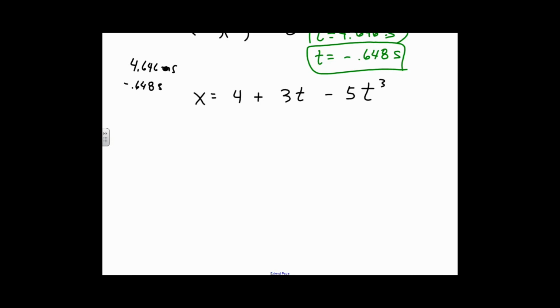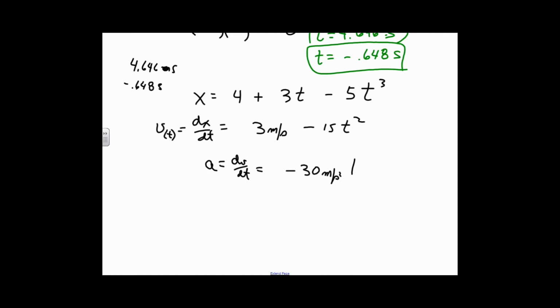Things are changing, and you might find when you take the derivative, let's try that, dx/dt, which is the velocity at any given moment, would be 3 meters per second minus, and then remember how to take the derivative of this? So that would be 15t squared. Oh, this is going to be different, okay? And that is the instantaneous velocity at any given moment. And then if you take the derivative again, you get the acceleration dv/dt, and you end up with minus 30 meters per second squared times t.